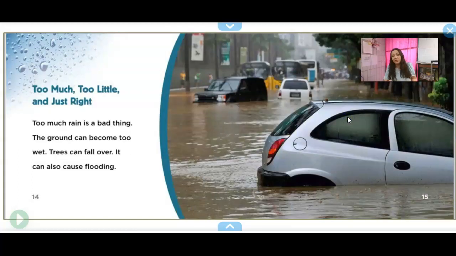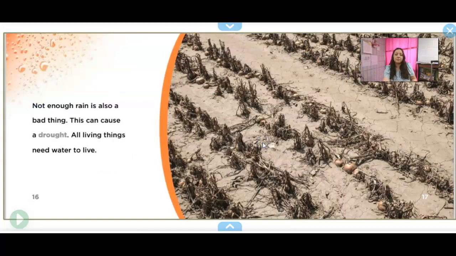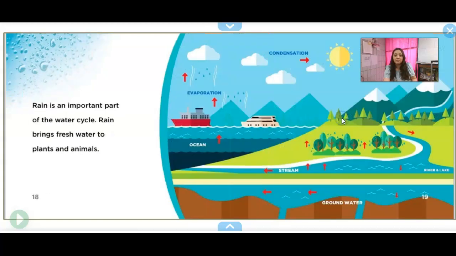Too much, too little, just right. Too much rain is a bad thing. The ground can become too wet, trees can fall over, and it can actually cause flooding. This is after one of those heavy, heavy rains. Not enough rain is a bad thing too. This can cause a drought. All living things need water to live. So look right here. All of these vegetables have died and dried up because they have got no rain.